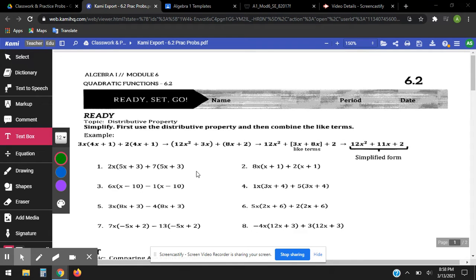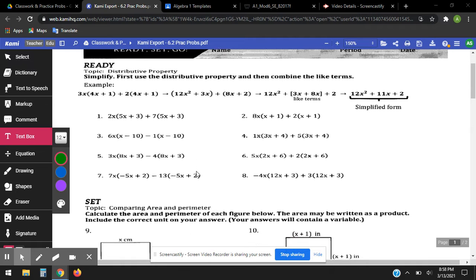Hi, this is Algebra 1, Module 6, Lesson 2, the practice problems. We are going to practice our distributive property and combining like terms first.